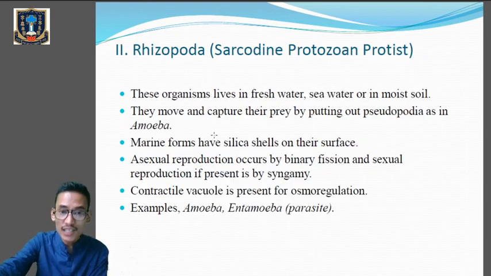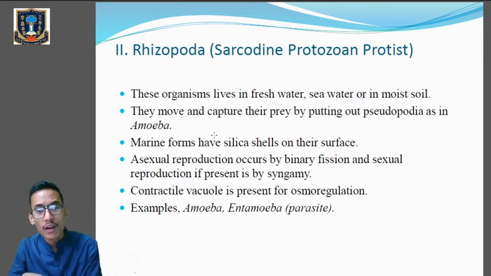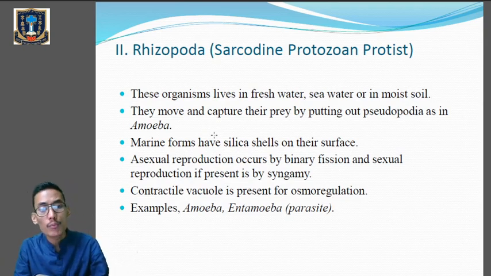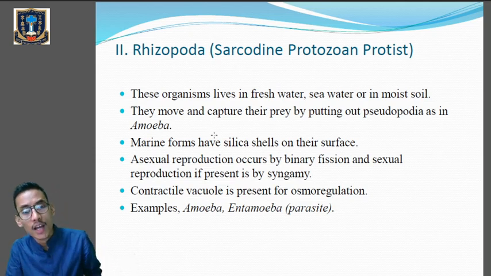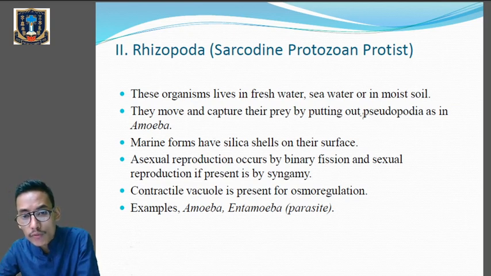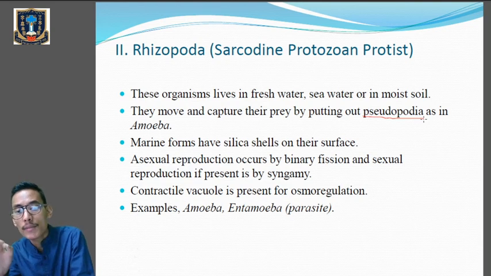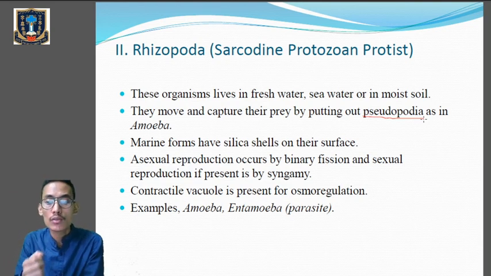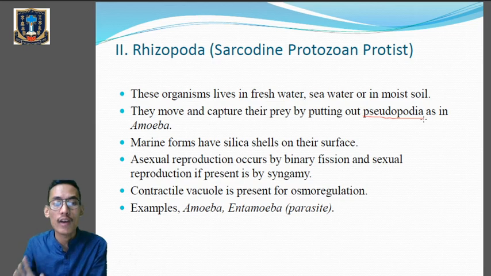Clear? Next one, Rhizopoda or sarcodine protozoan protist, which lives in fresh water, sea water or in moist soils. They move and capture the prey by putting out pseudopodia. So over here locomotion is done with the help of pseudopodia. Pseudo means false, poda means leg or foot, which is the means of locomotion. The example is amoeba. Clear?